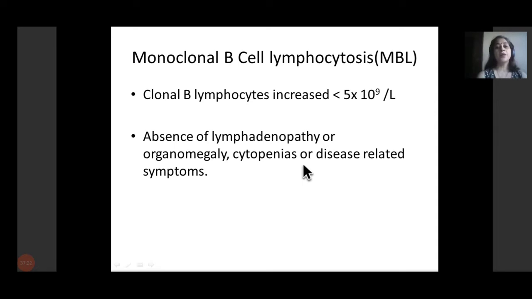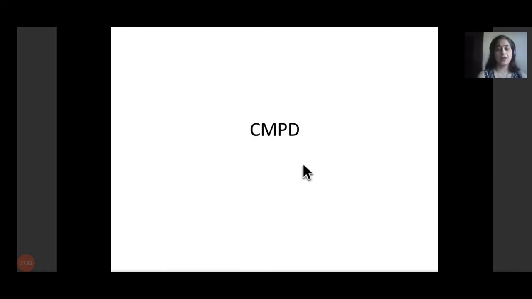Why is it important? Because monoclonal B-cell lymphocytosis will show clonality and in due course of time can convert into lymphoma or leukemia. So that is why these patients need to be picked up and followed up, and they cannot be ignored just like that.